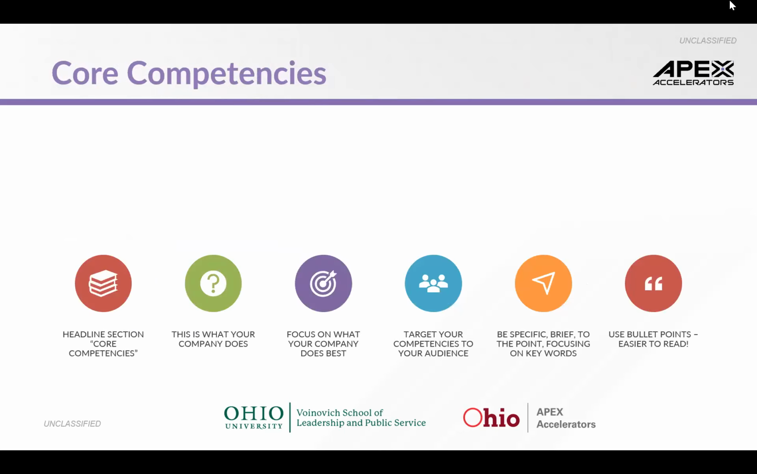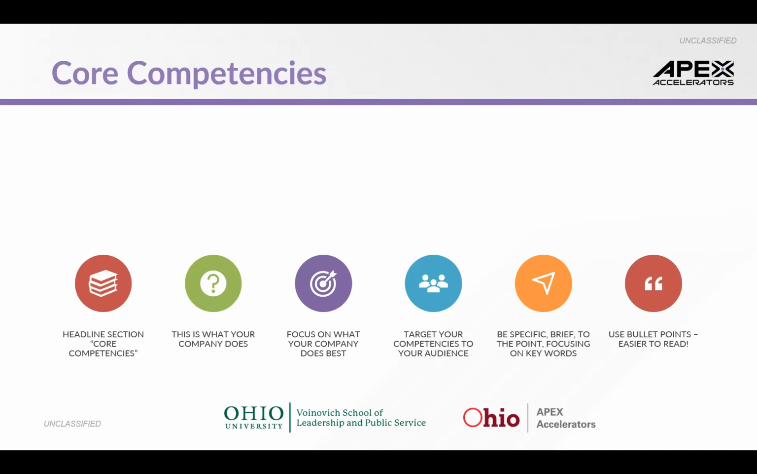The next section we call the core competencies. In essence, this is what you do. You want to headline this section, core competencies, because that's what they're looking for. But again, it's what your company does for your clients now. And you want to focus these areas on what your company does best. Now, if your company does a lot of different things, you're going to target your competency section to the things that the agency or prime contractor is looking for. Make it very specific. You're always going to tailor your capability statement to your audience. So you can target your various core competencies to that audience.